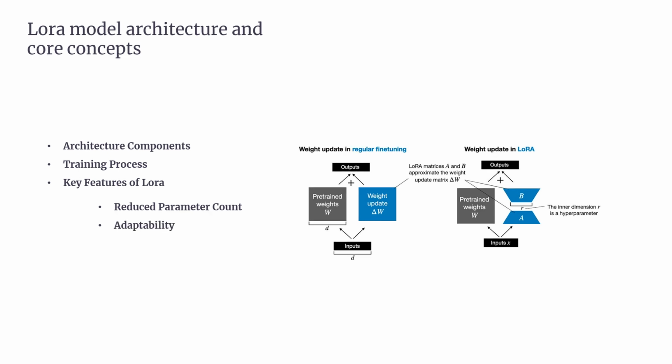2. Adaptability. LoRA doesn't have to change the whole model. It can be applied to specific layers or modules. For example, in models like Stable Diffusion, it often targets the cross-attention layers.